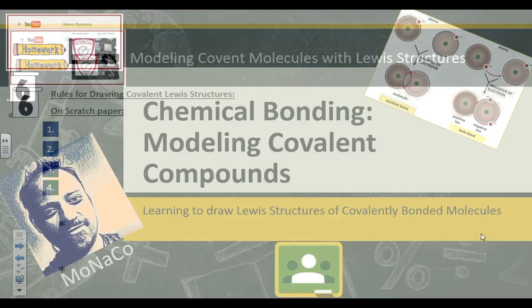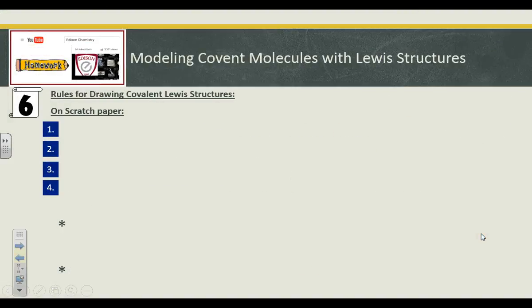Okay, so we are going to be doing some work on scratch paper every time we have to do a Lewis structure. So these are the rules I want you to write down, and then we're going to practice them. There are no visual examples for the rules, so write them down. First thing on scratch paper, you've got to count up all the available valence electrons for all the elements involved. Count all the valence electrons and see how many you've got.